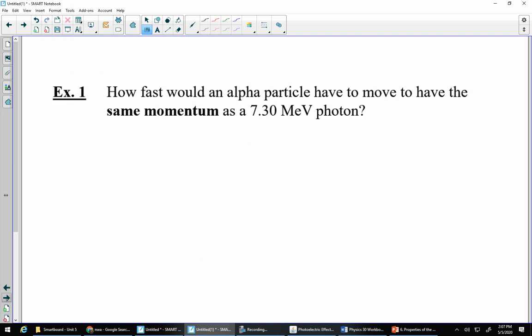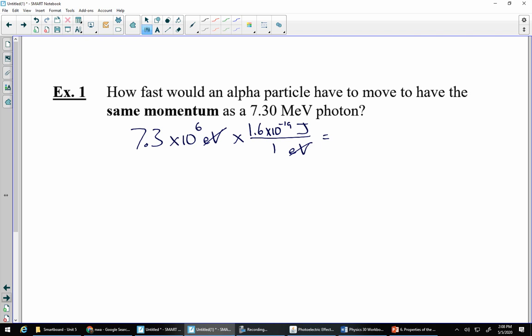How fast would an alpha particle have to move to have the same momentum as a 7.3 mega electron volt photon? So first and foremost, we just spent so much time talking about how energy needs to be measured in joules. So let's go ahead and change that to joules. 7.3 times 10 to the 6, so mega electron volts, that's 10 to the power of positive 6 electron volts. I want to cancel electron volts, so let's put those on the bottom, and end up with joules. It's 1.6 times 10 to the negative 19 joules for every 1 electron volt. Nice. Go ahead and plug that into your calculator.